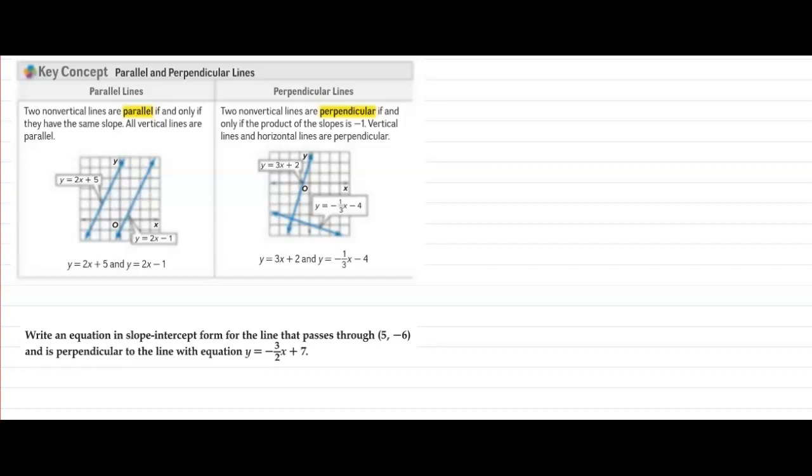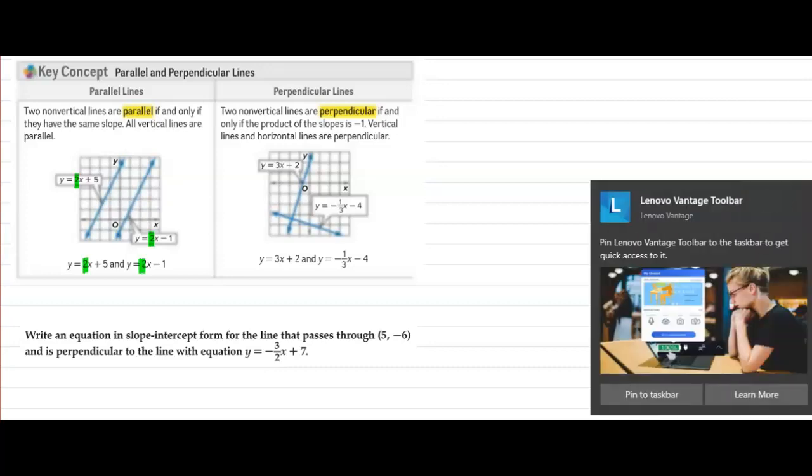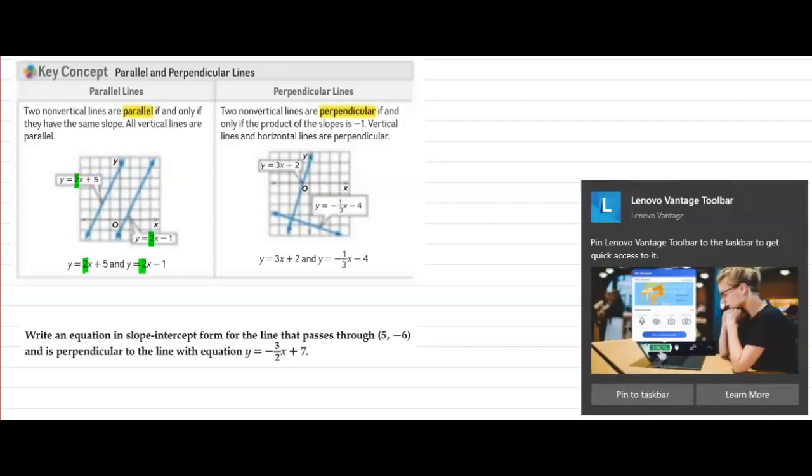Continuing on where we left off in our notes, let's talk about parallel and perpendicular lines. We know that two lines are parallel, we know this from geometry class, if they never intersect. In other words, if they have the same steepness or the same slope. So notice in this first example, the slope of the first line is 2 and the slope of the second line is 2. They are parallel because they have the same slope.